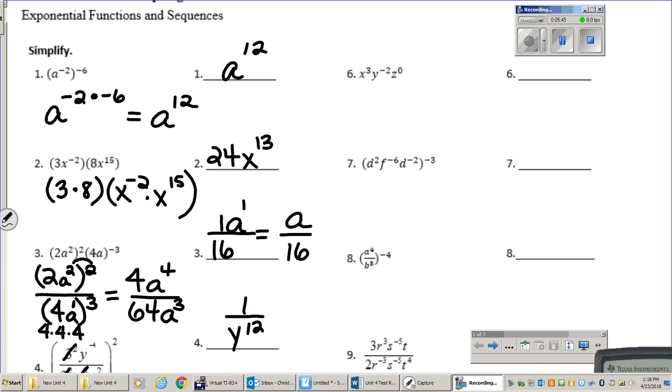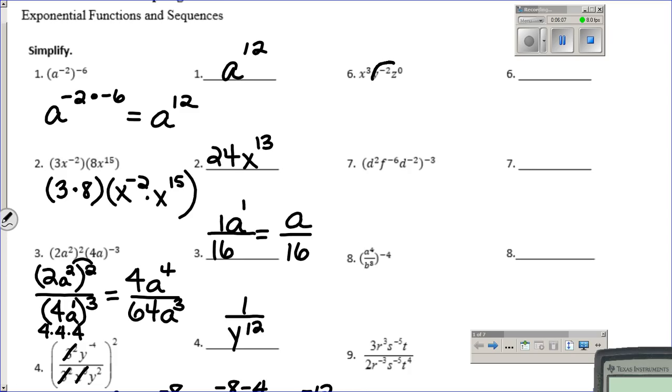Okay, in number 6, we have x cubed times y to the negative 2 times z to the 0 power. So again, I notice there's no operation and there are no bases that are the same, so we're just going to have to rewrite this expression in simplified form. So x to the 3rd power has a positive exponent, so we're going to leave it where it's at. The y to the negative 2, I'm just going to circle it and draw an arrow that I'm going to bring this base down, and z to the 0, that just equals 1.